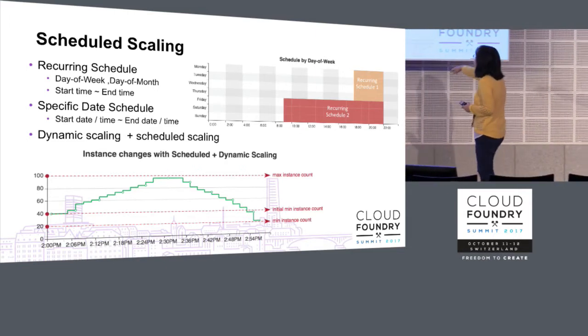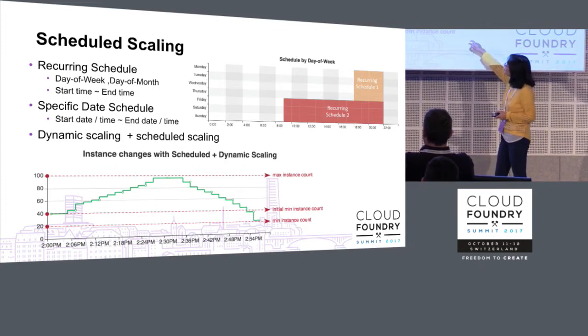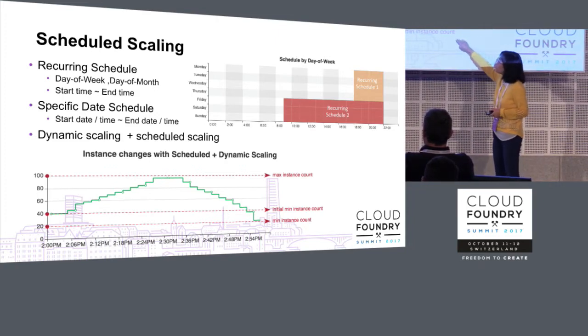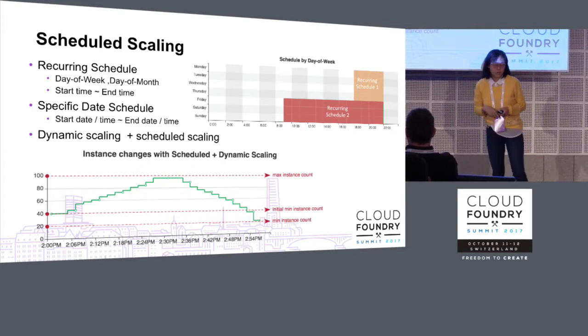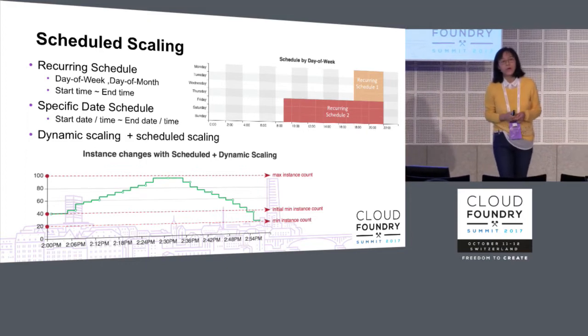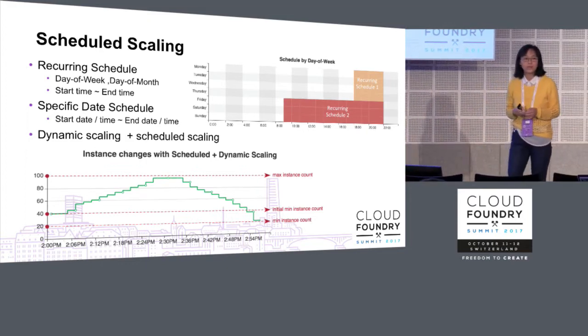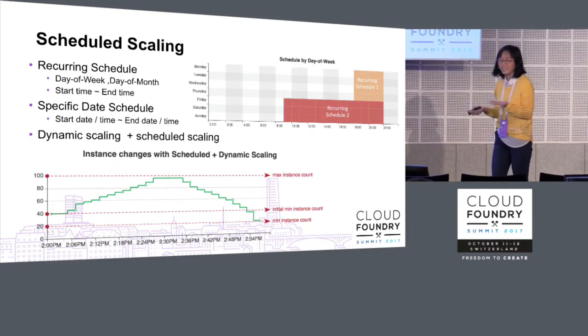Here we have some chart. When you define schedule, you need to define a minimal instance number and max instance number. This two values are quite useful. It prevents the unlimited scaling. Otherwise, your instance number will keep growing up.